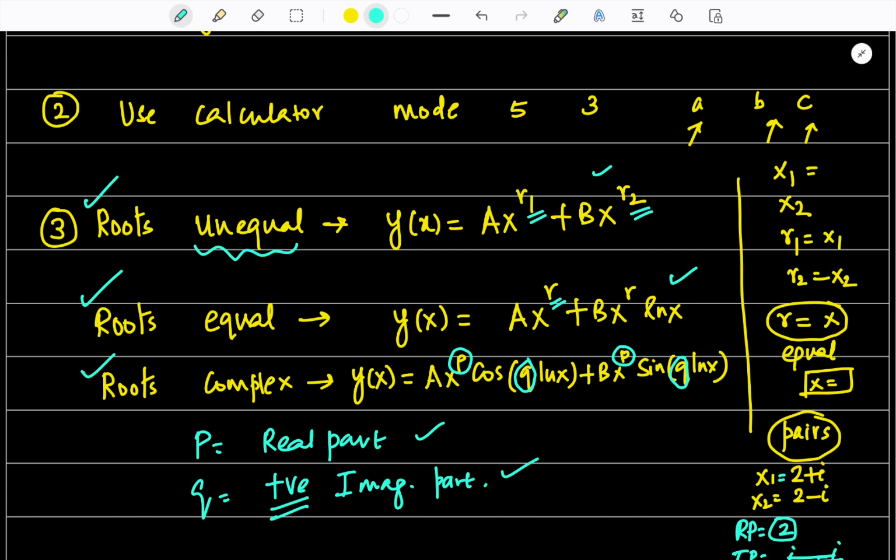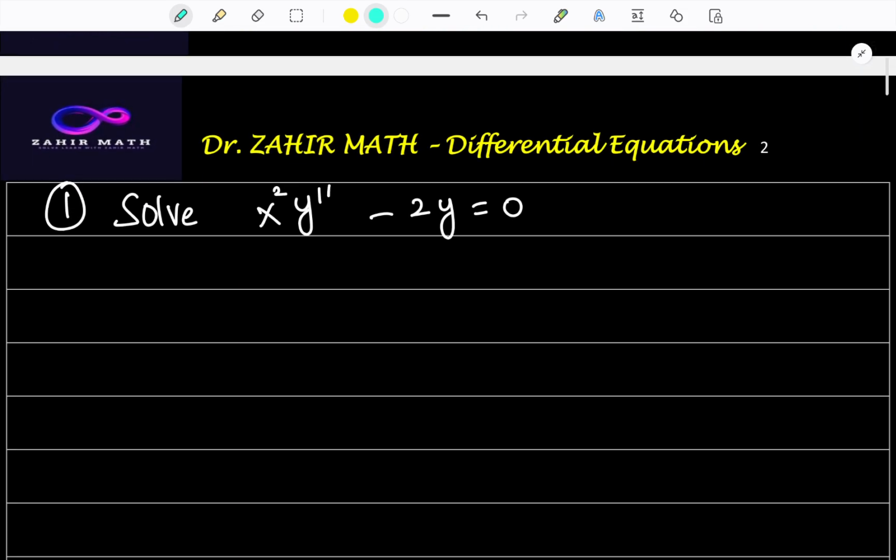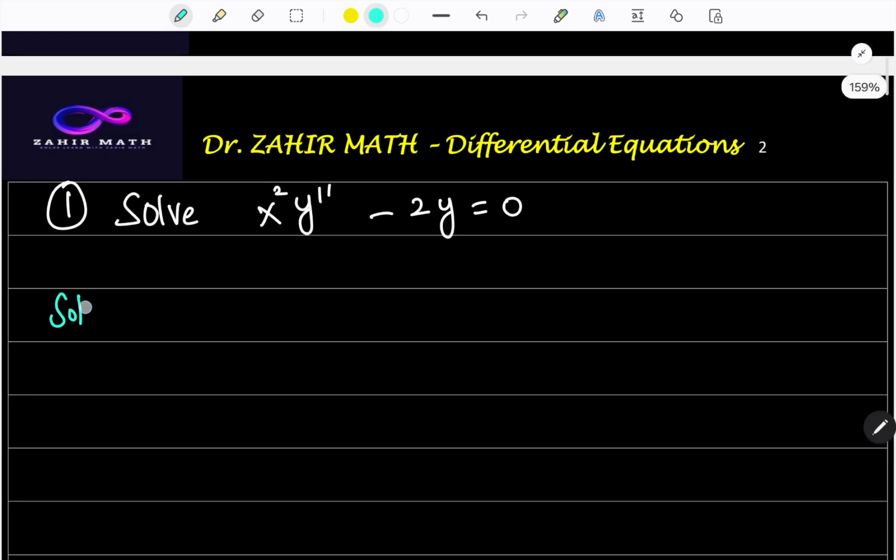Keep in your mind. Right. Let's go to the first question. Solve x square y double dash minus 2y is equal to 0. Right. Let's start. What is the solution?